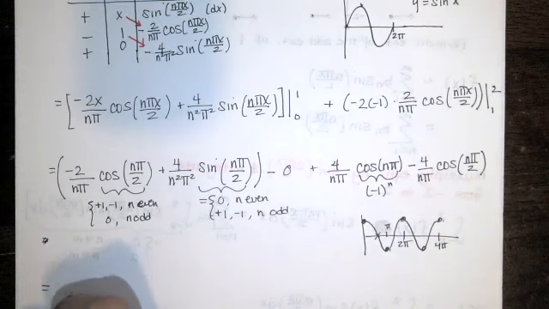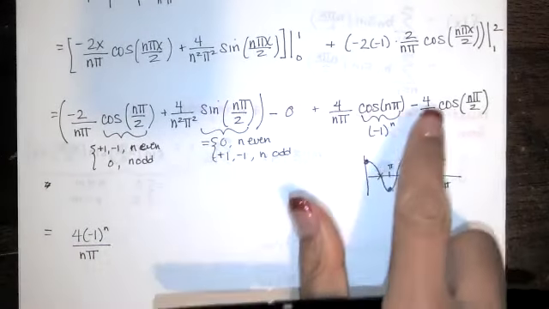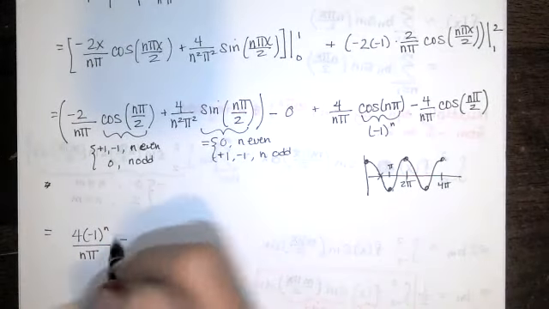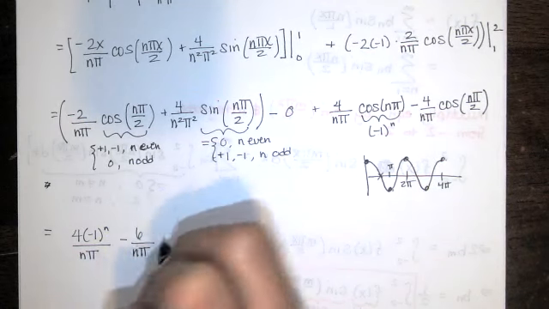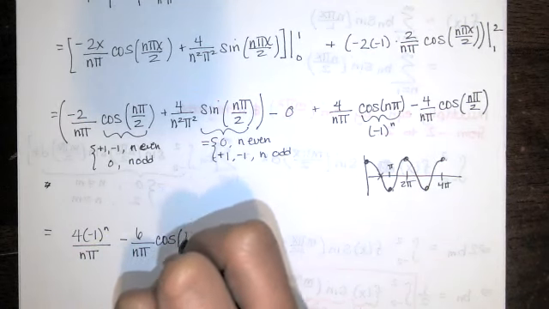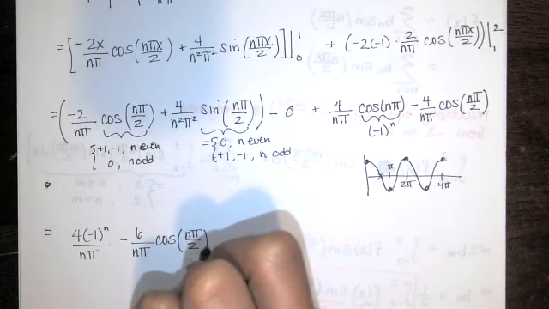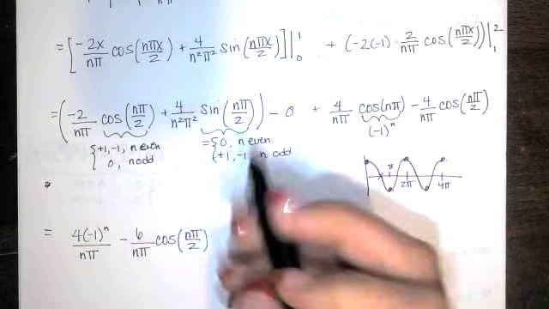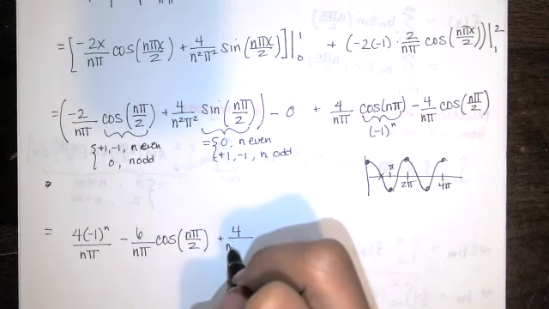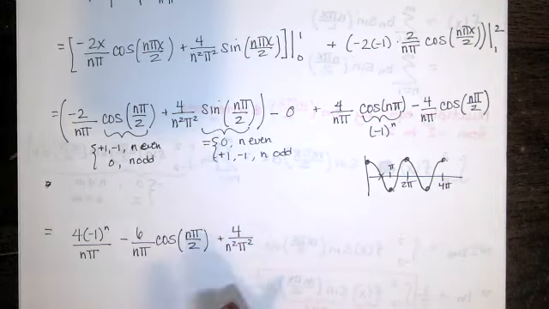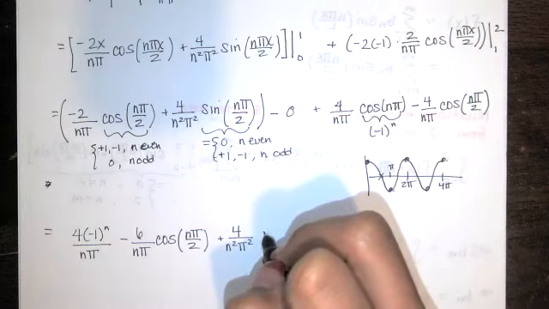So let's think through this a little bit more. We'll keep combining this with this. I've got negative 2 of those minus 4 of those. It's going to be negative 6 of those. And I've got 4 of these sine functions multiplied, or 4 over the n squared pi squared times the sine functions.